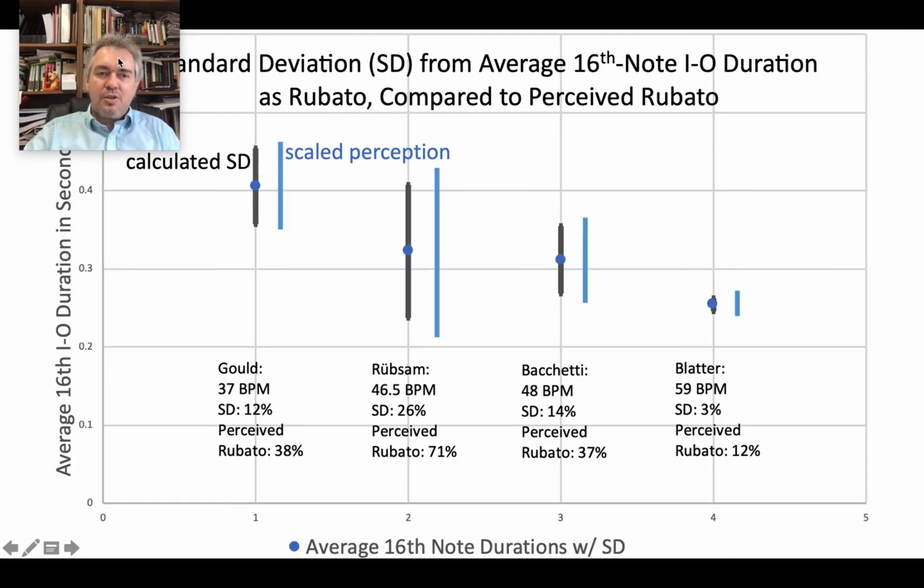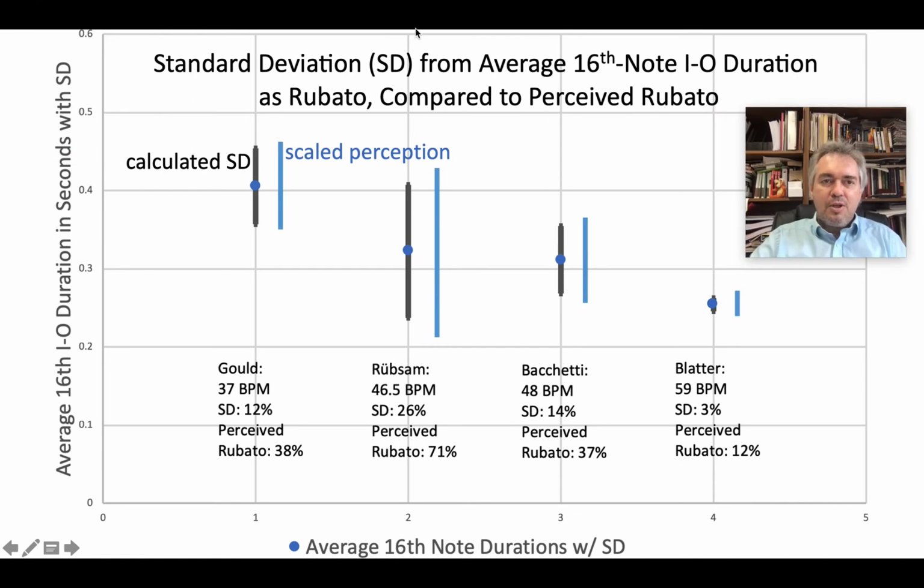So these are the results. Let me move the picture here out of the way again, and that I need to explain. SD stands for standard deviation. The actual average is represented by this dot for Glenn Gould. Here, that is the average 16th inter-onset duration in seconds. That means actual duration, so the higher up, the longer the note value. Of course, it relates to the tempo, right? If the tempo is faster, the average would be lower.